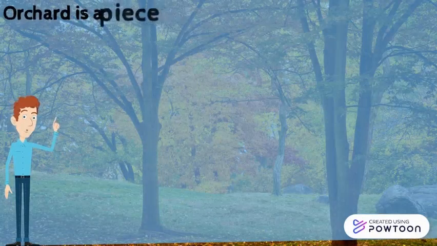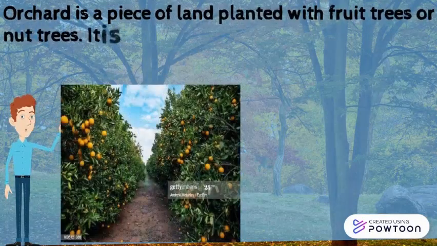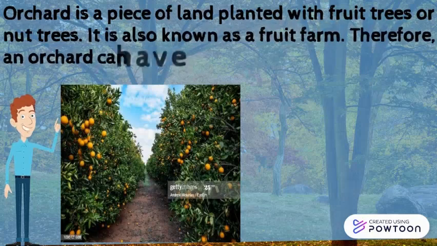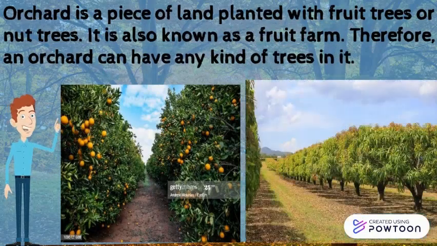An orchard is a piece of land planted with fruit trees or nut trees. It is also known as a fruit farm. Therefore, an orchard can have any kind of trees in it.